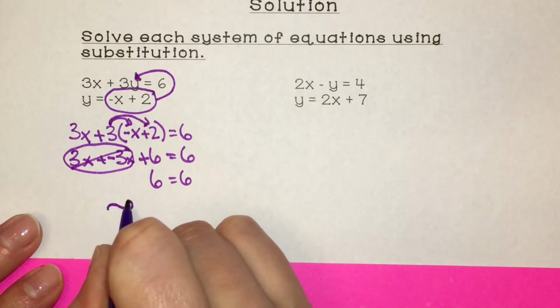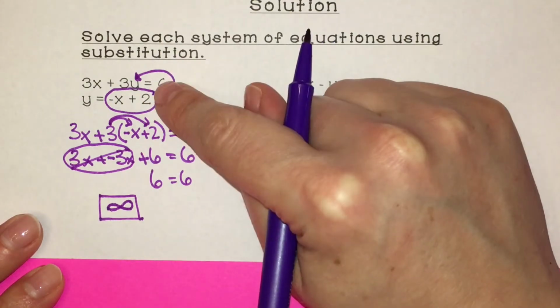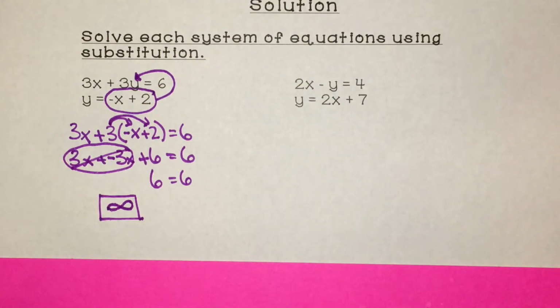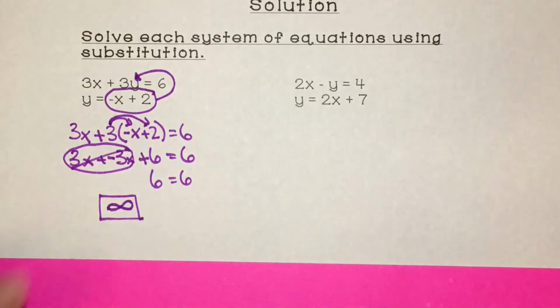I'm just going to put the infinity sign. There are infinite solutions, meaning these two equations are the exact same equation. I could simplify the top one to get the bottom one. If I graphed, it'd be the exact same line. So there are infinite solutions, meaning they will not intersect at a single point, they'll intersect at every single point.